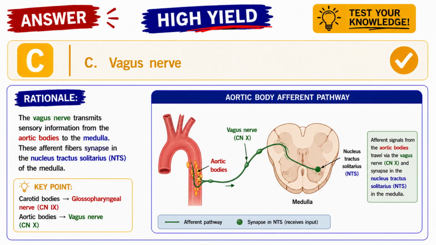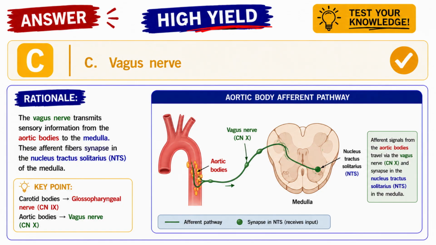Here's why. As established in question 8, the peripheral chemoreceptors have distinct nervous pathways to the medullary respiratory centers. The aortic bodies, located near the aortic arch and pulmonary artery, send their chemosensory signals via the vagus nerve, CN10, to the dorsal respiratory group in the medulla. In humans, the aortic bodies are less physiologically significant than the carotid bodies for ventilatory control. The carotid bodies are the primary peripheral chemoreceptors in humans.